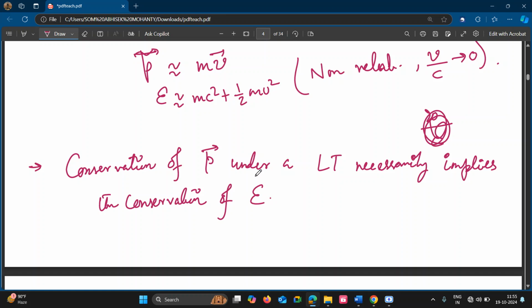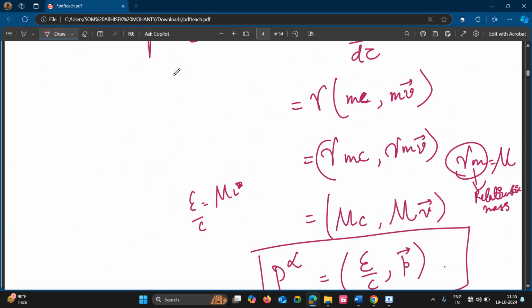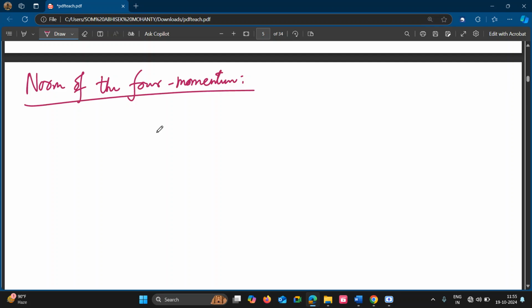All right. So how? Let's calculate the norm as we have calculated in the previous cases in place of acceleration and velocity. The norm of the four momentum.